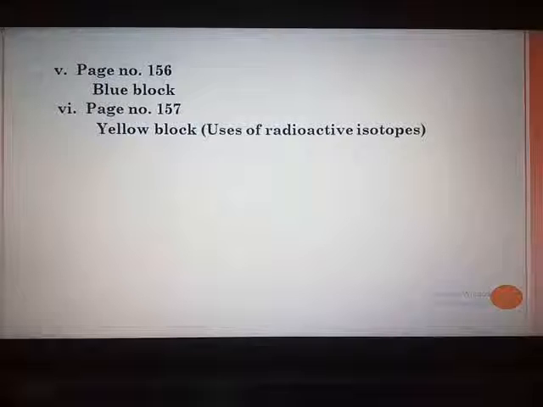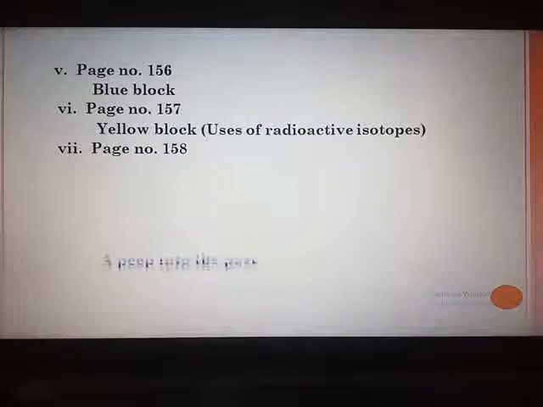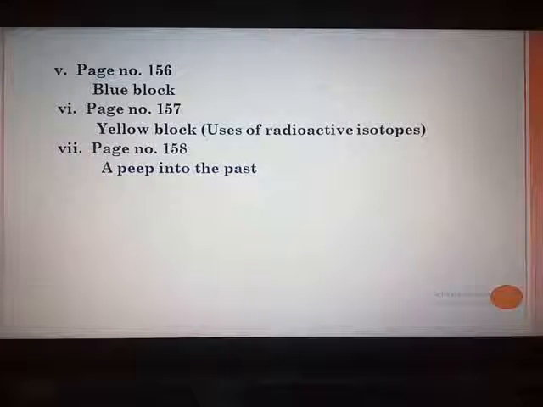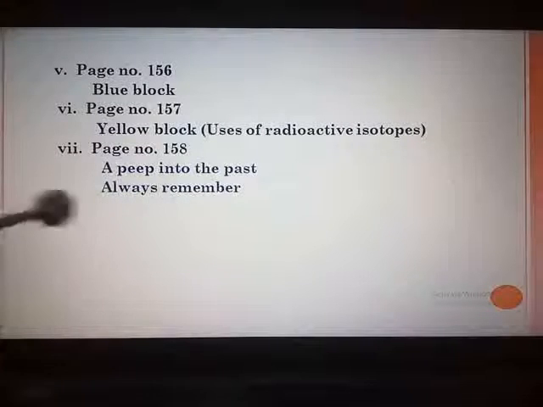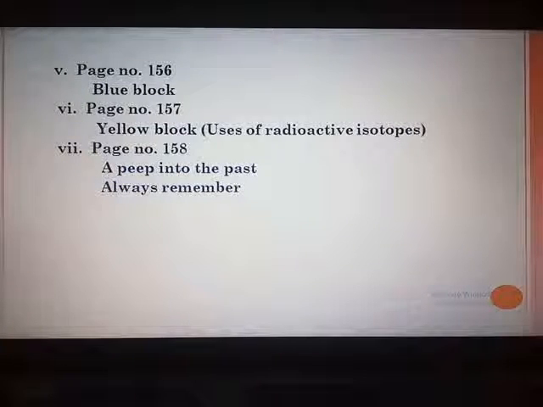Turn your page, page number 158. The very first block on the top, a peep into the past. Remove that block. On the same page towards the end, you have a purple colored block, always remember. Remove that block too. In the middle you have that harmful effects of artificial food colors. That block you don't touch it, you have to study it. So on page number 158, 2 blocks you are removing. One is a peep into the past and the other one is always remember.